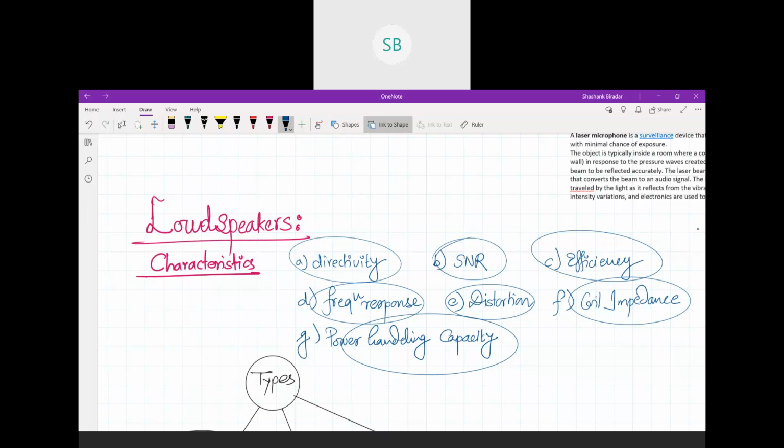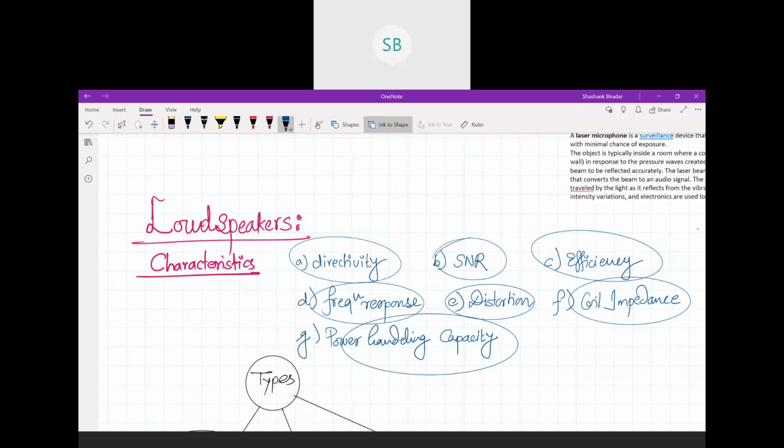Then the frequency response. Frequency response is a plot of loudspeaker output for different frequency signals applied to its input. Ideally speaker output should be the same irrespective of all the frequencies. That is, the frequency response should be flat over the entire audio frequency range, from 20 hertz to 20 kilohertz.